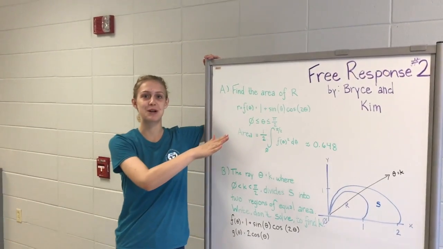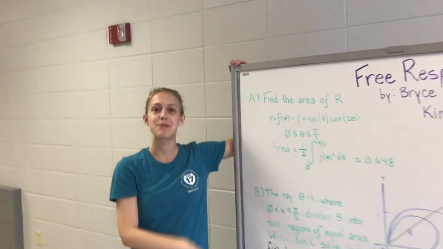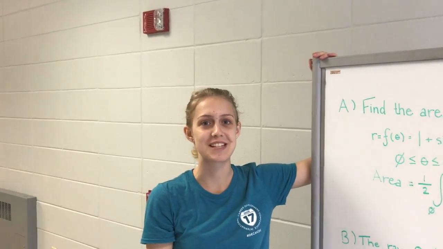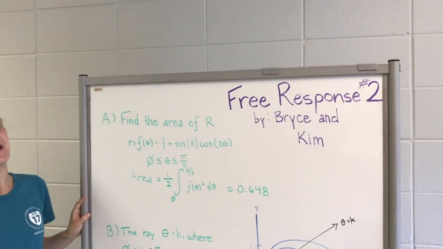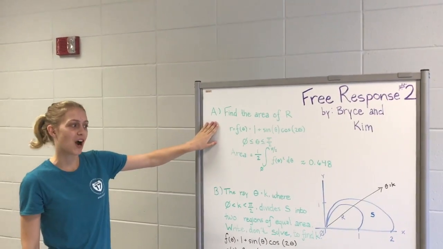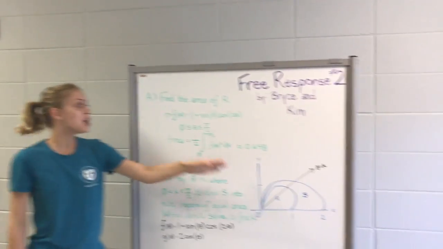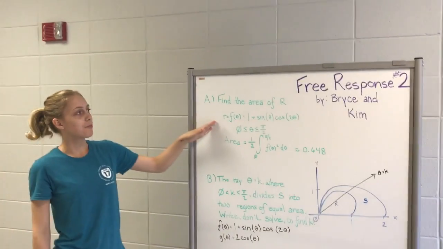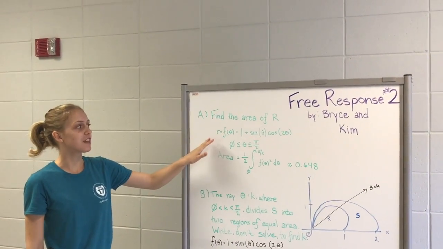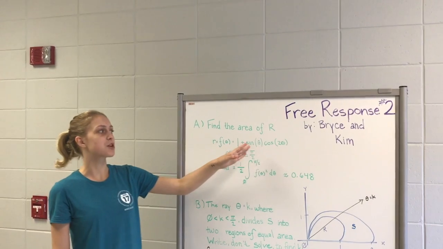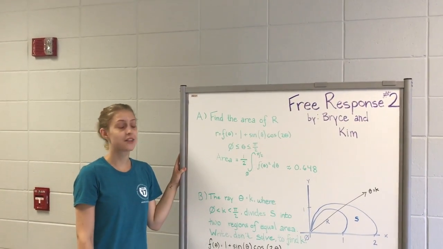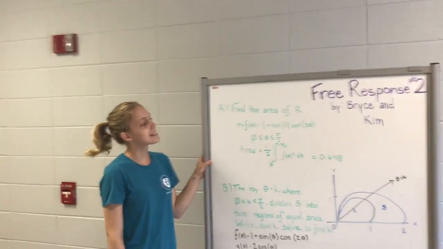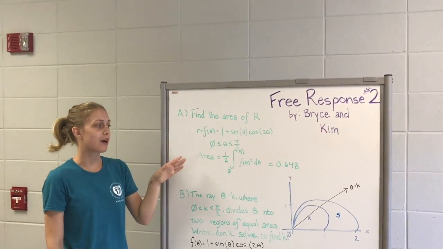Answer to the free response number 2 on the AP Calculus BC 2017 exam, as done by Bryce and Kim for Miss Mente. So the first part wants you to find the area of R, and this is the graph that you're given. So we know from the instructions that f of theta is equal to 1 plus sine of theta times cosine 2 of theta, and we know that it's on the interval 0 is less than or equal to theta, less than or equal to pi over 2.